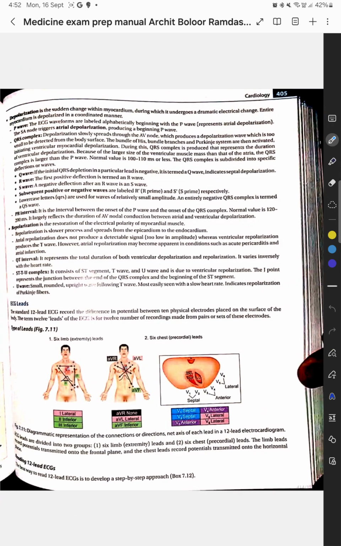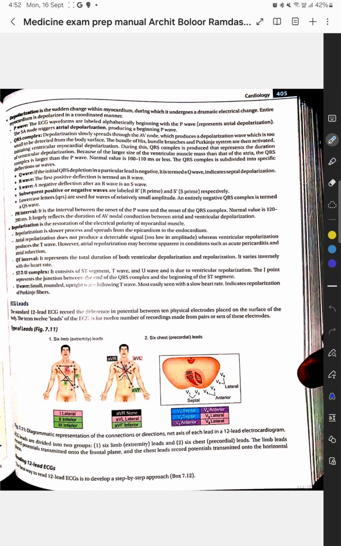Depolarization is the sudden change within myocardium during which it undergoes a dramatic electrical change. Entire myocardium is depolarized in a coordinated manner. P wave. The ECG waveforms are labeled alphabetically, beginning with the P wave, which represents atrial depolarization. The SA node triggers atrial depolarization, producing a P wave.